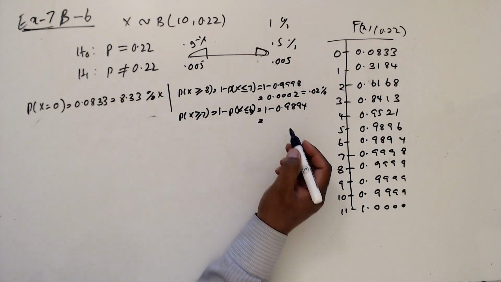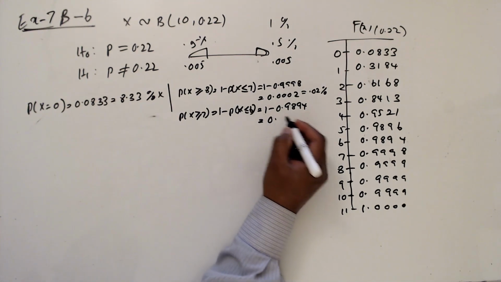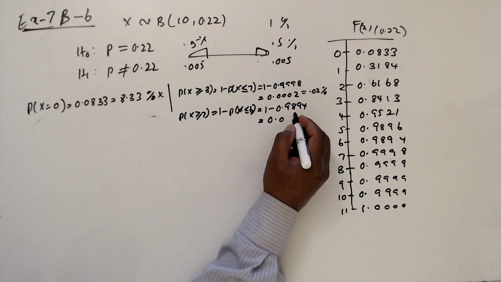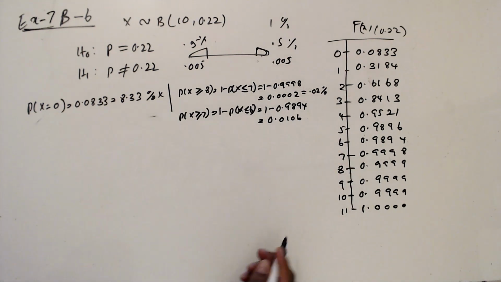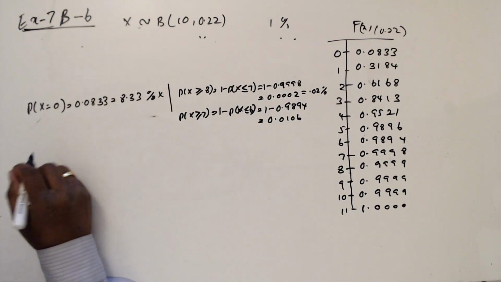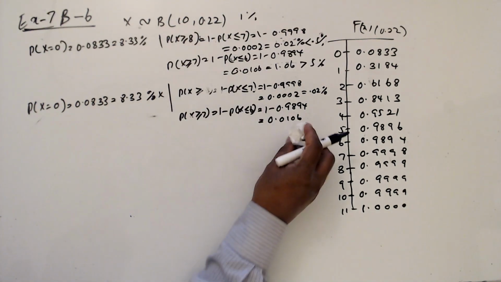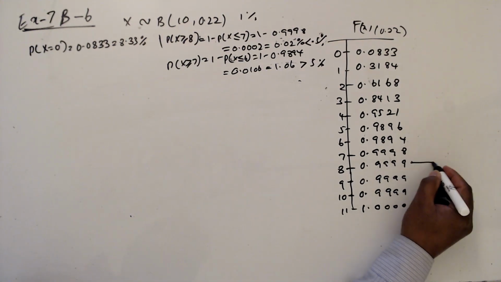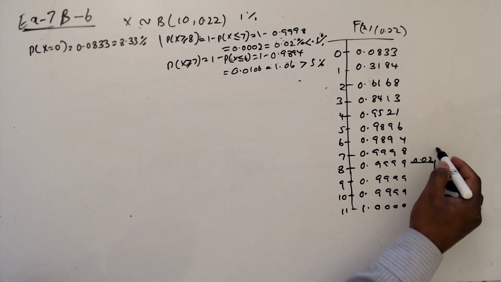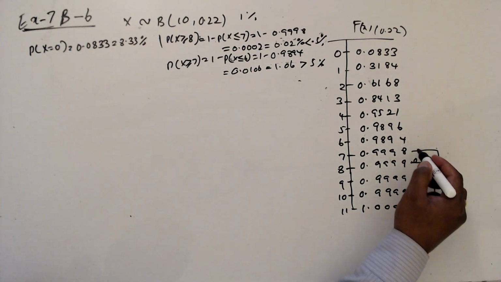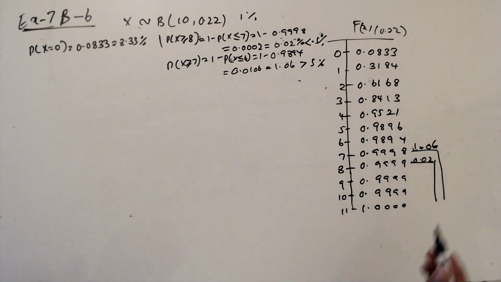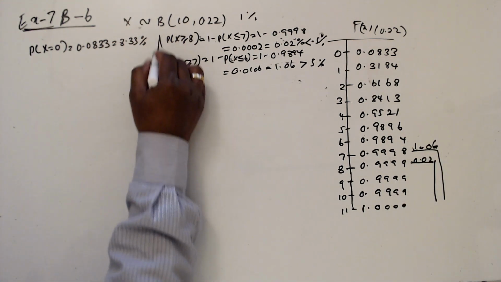That is going to be 0.0106. I'll delete this one and bring this one up because I need the space. I wrote everything on top. So up to 8, that is 0.02, and up to 7 it is going to be 1.06. Now, this is a lower tail.